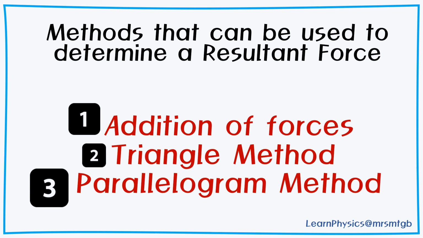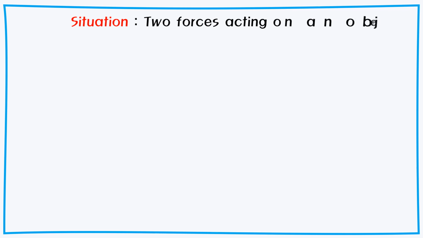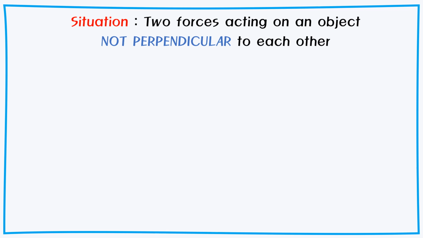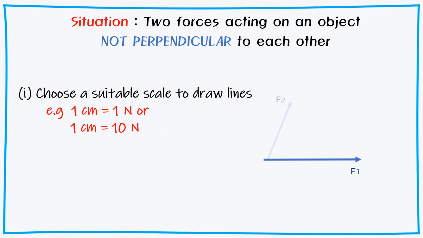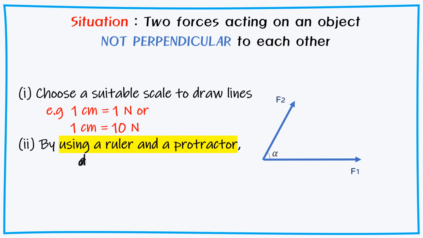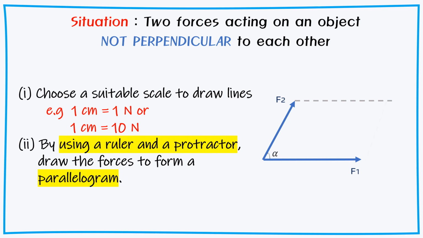Let's go to number 3, parallelogram method. To apply the parallelogram method, two forces act on an object not perpendicular to each other. Choose a suitable scale to draw the lines. As usual, you may use 1 cm is equal to 1 Newton or 1 cm is equal to 10 Newton, depending on the question. By using a ruler and protractor, draw the forces to form a parallelogram.